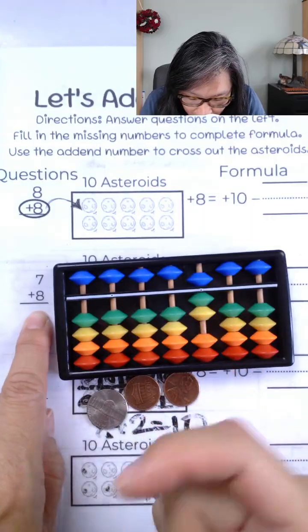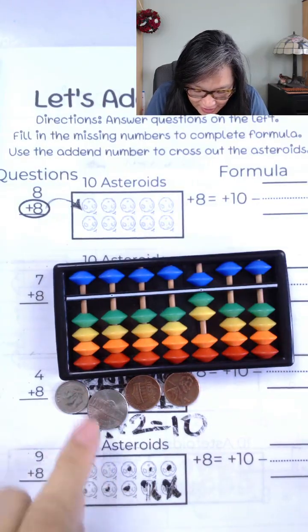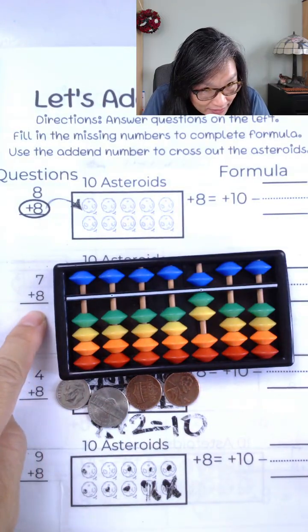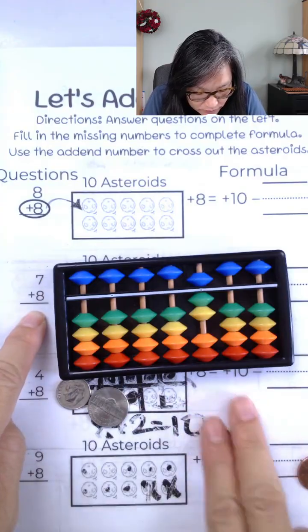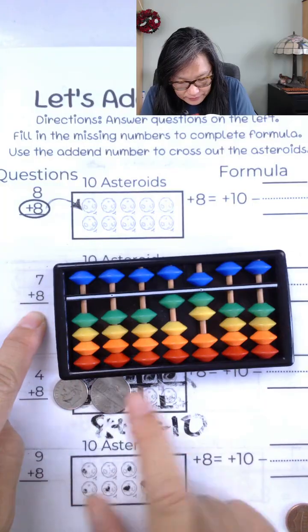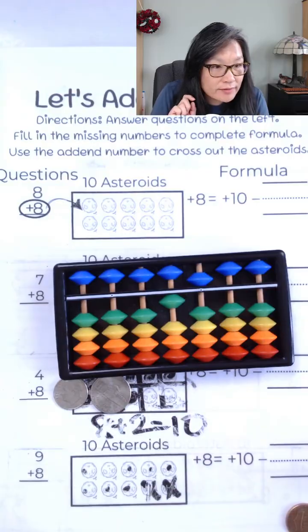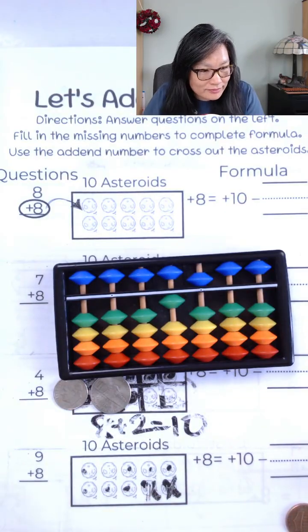What do I do? I can give you 10 cents. And then that's too much because I need to add 8, right? So I take away 2. I add 10 cents, but that's too much. I have to take away 2. So my final answer is 15. Bada bing, bada boom. That's it.